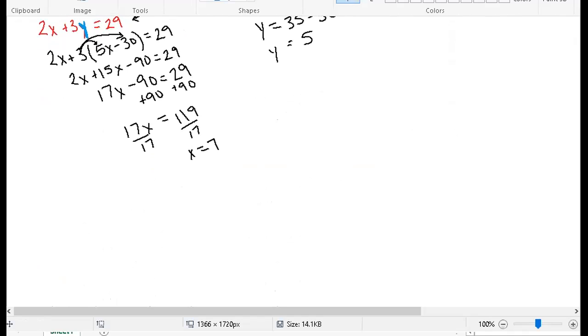Okay, I think that one kind of covers everything that might be in section 14 or lesson 14.